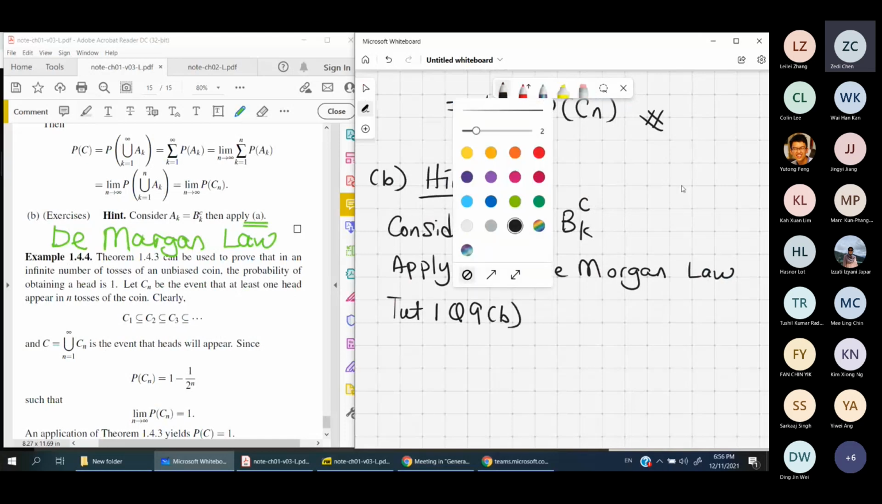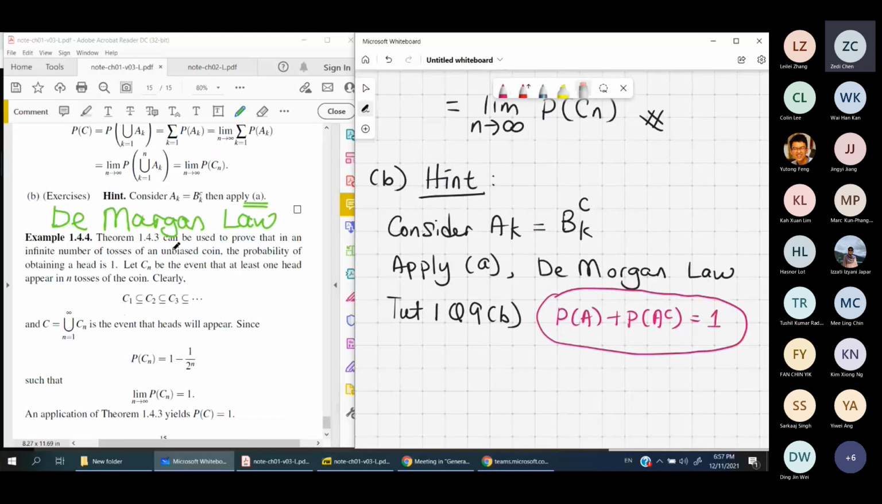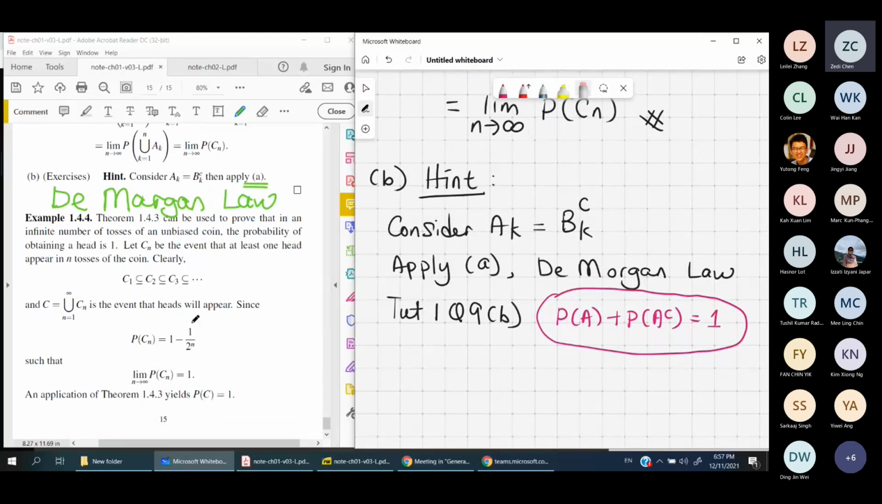What is this? This is one standard formula: P of A plus P of the complement is equal to 1. I believe you should be familiar with this formula. Using this construction of your AK, applying part A, De Morgan's law, and together with this formula, you should be able to get the formula in part B. Okay, so I leave it to you.